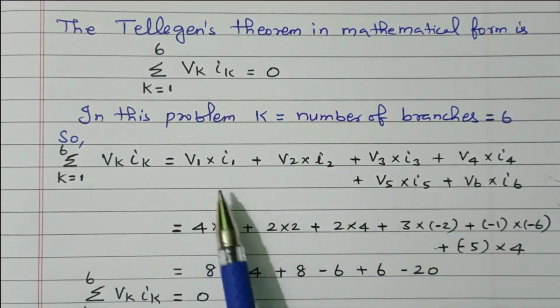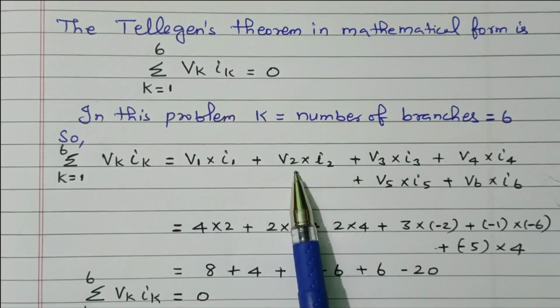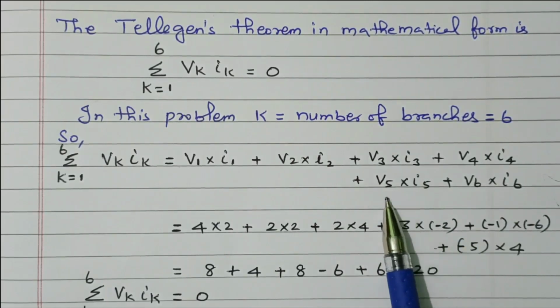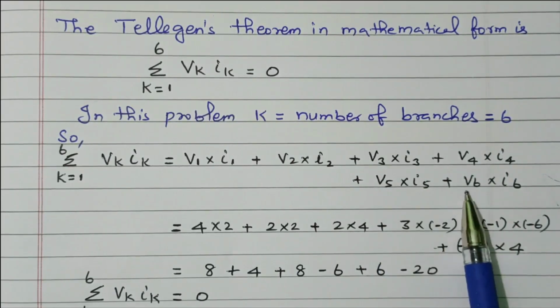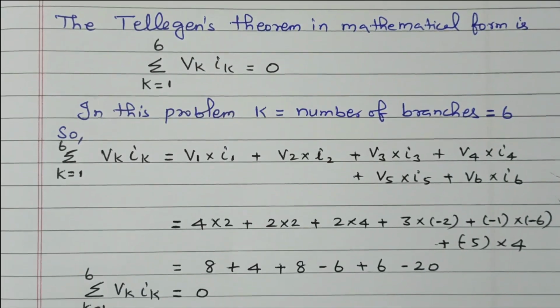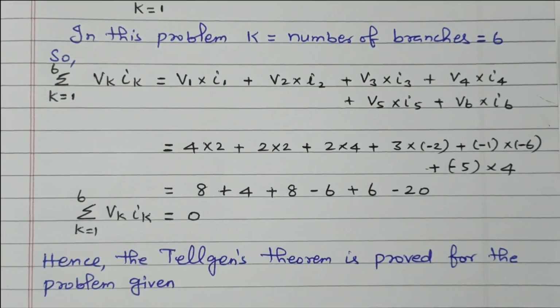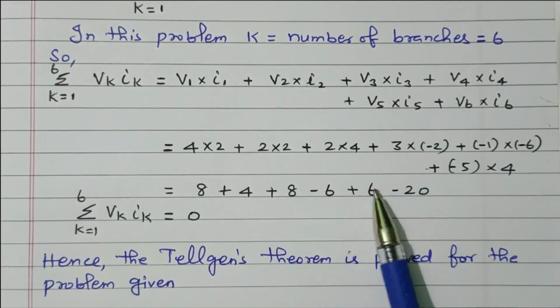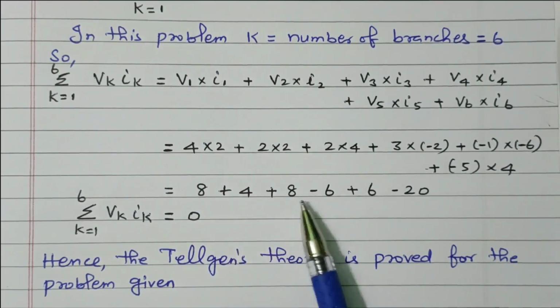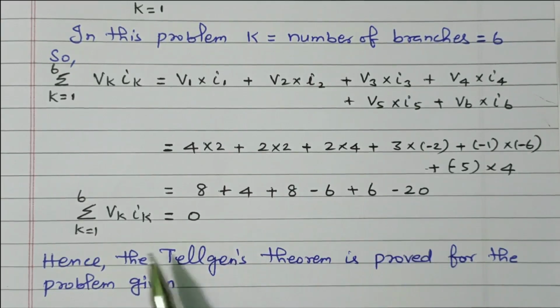Now we need to substitute all the values. V1 I1 is 4 into 2, V2 I2 is 2 into 2, V3 I3 is 2 into 4, V4 I4 is 3 into minus 2, V5 I5 is minus 1 into minus 6, V6 I6 is minus 5 into 4. So we got 8 plus 4 plus 8 minus 6 plus 6 minus 20, right? By adding all these values, what we got is 0, right? See, the 6 minus 6 got cancelled. 8 plus 4 is 12, 12 plus 8 is 20, and this minus 20 is there. So it got 0.